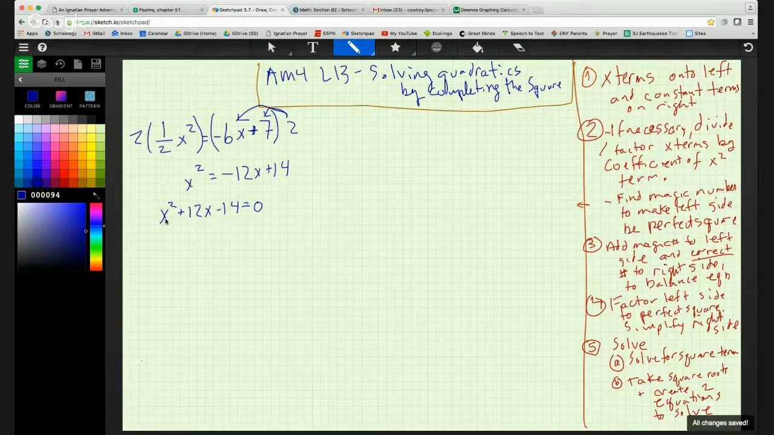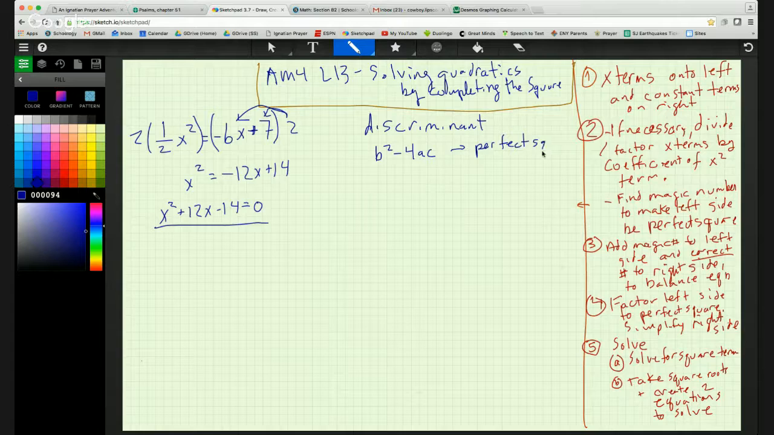Now I'm going to hold out some hope that this can be factored. Well, I have a tool called the discriminant, and that is b squared minus 4ac. We're going to use this to see if I can factor this thing. Remember, if this is a perfect square, then I can factor. So let's look at this. We have our a equals 1, our b equals 12, and our c equals negative 14. So let's go: 12 squared, minus 4 times 1 times negative 14.